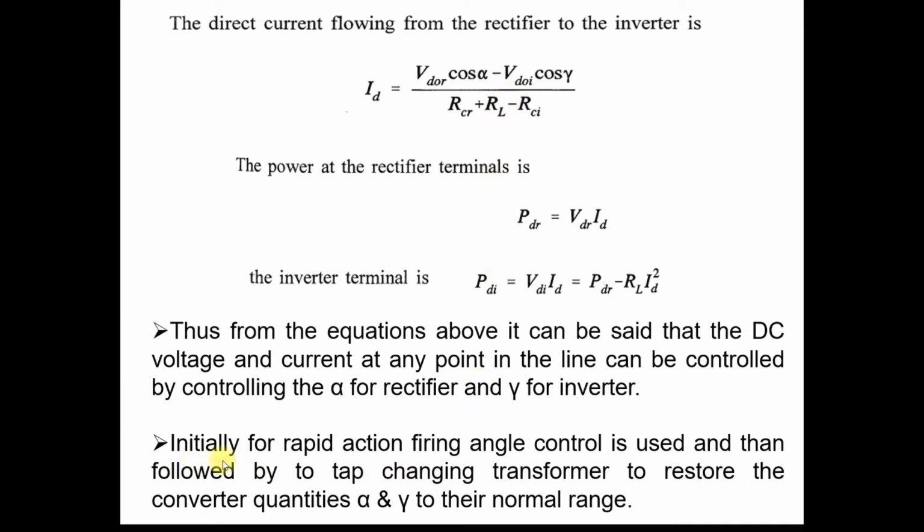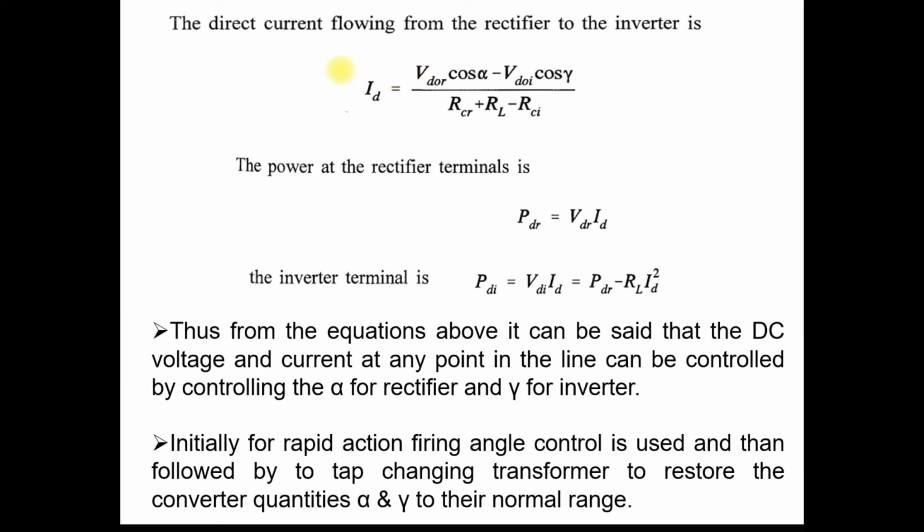So you can see that initially we use the rapid action firing angle control, followed by the tap changing transformer to restore the converter quantities. As you can see in the equation of ID, we know the value of this resistance is very small. Clear? So when we require voltage and current control in the HVDC line, we need to control this alpha and gamma. Clear? So if we control alpha and gamma rapidly, then we can control the voltage and current in the HVDC line. Clear? Suppose that we want to control the current.